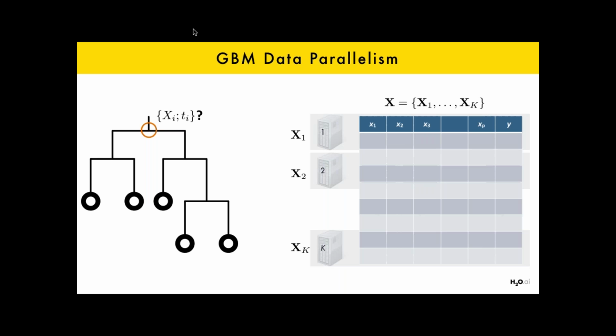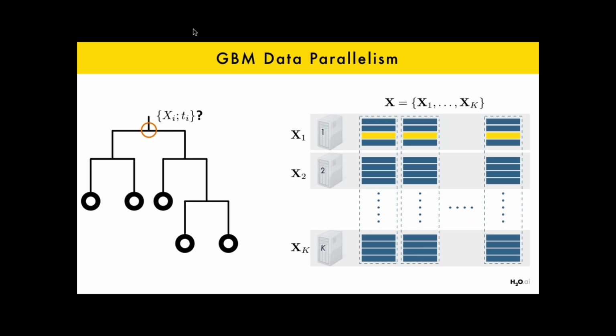So in H2O, we have our data on multiple machines. The data is laid out in a certain way. Let's say I have K machines. The data is laid out such that each machine gets a chunk of the data. It's columnar. So within a machine, let's look at the yellow pieces, we call it a chunk. Each chunk is aligned on one machine. So if you want one row in this massive data set, it's on a single machine. You can get that. Okay?